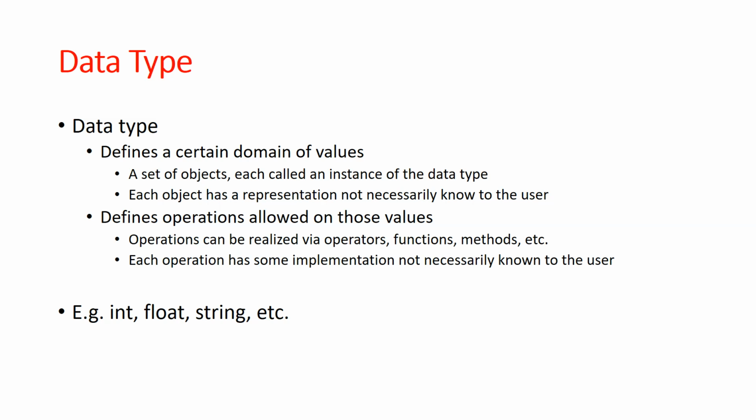Variables or objects are each called instances of a data type, and each object has a representation that is not necessarily known to the user. So let's say you've seen binary representations in your previous courses, and you know that, for example, we have different binary representations: two's complement, one's complement, unsigned, and so on. But when we use integer data types, we don't necessarily care how these values are represented by the computer.